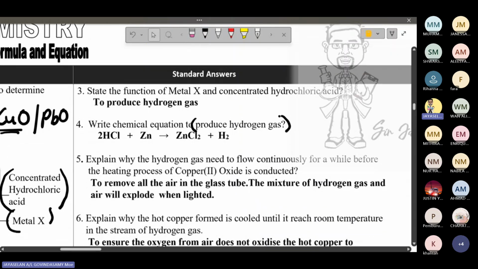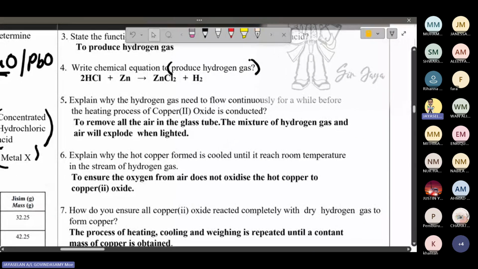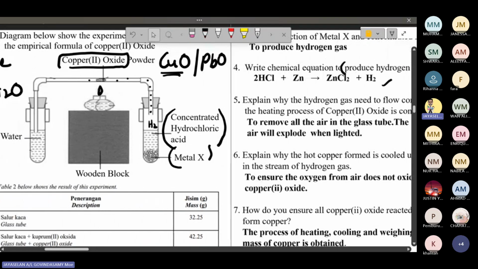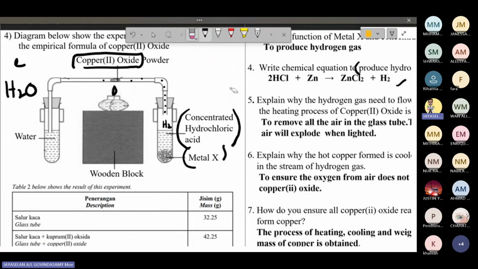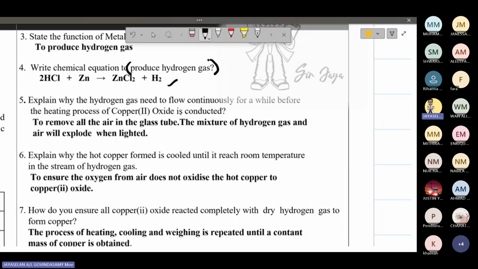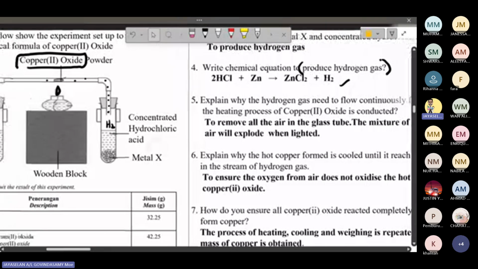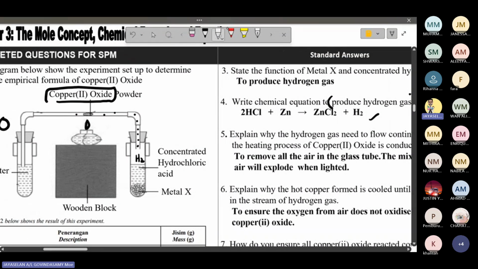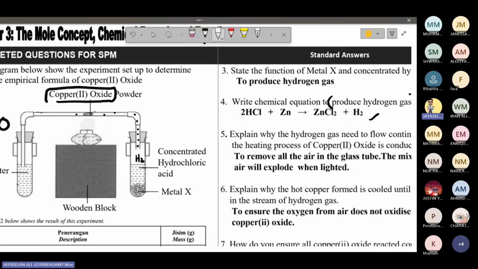Okay, now I do this one. Okay, ini kena hafal. After finish the equation done kan? Okay, so in the experiment, dia akan tanya, why the hydrogen gas need to flow continuously for a while before you heating the copper II oxide. Bila you dah letak macam ni, you tak boleh terus nyalakan dia punya wick. You cannot fire up the wick. You have to wait for several minutes. Kenapa benda ni you tak boleh buat?